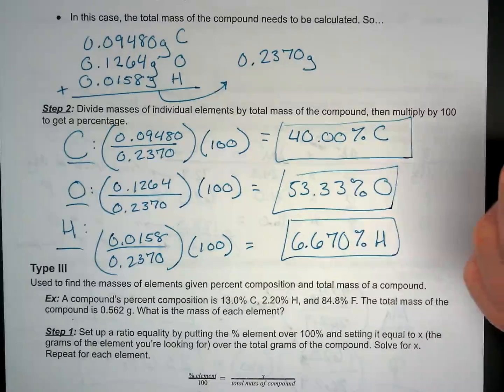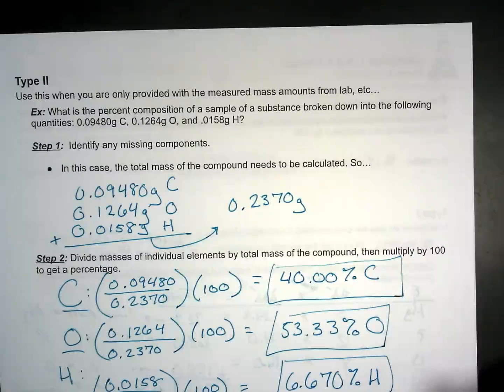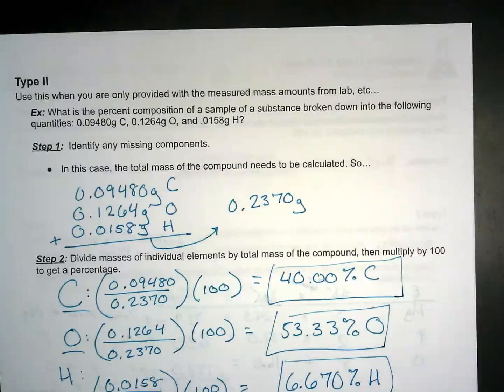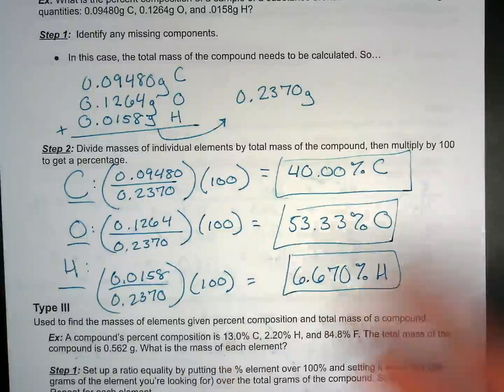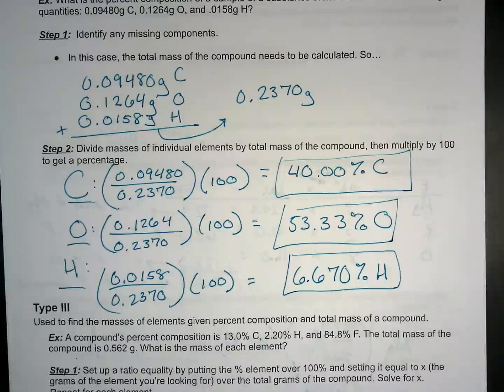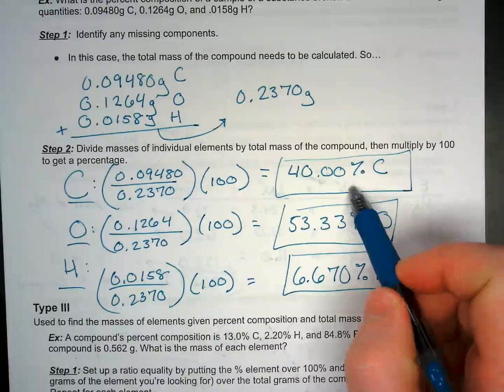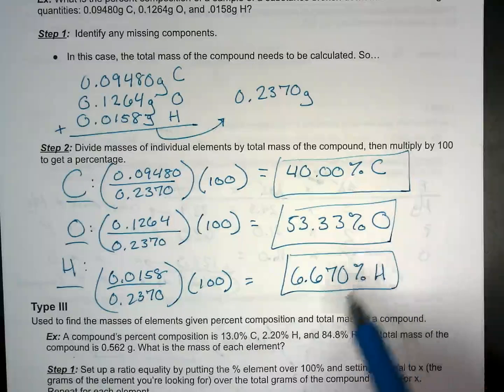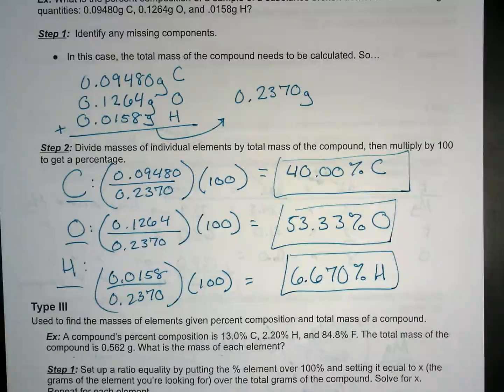It's as simple as that. You're given the masses of these substances, presumably measured after a reaction happened, and this is what you're left with. You've got the total of the compound, and here is how we break it down. So there's 40% carbon, 53% oxygen, and 6% hydrogen. Not too much hydrogen here, relative to the mass as well, but arguably not too much hydrogen. Okay, so that's type 2.